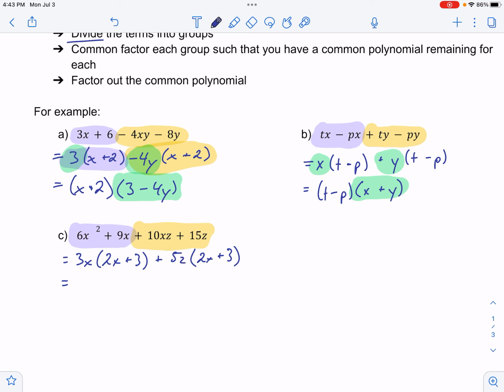I can factor this correctly now, as both of them have a 2x plus 3. So I'm going to pull out 2x plus 3. And what remains in my second bracket will be 3x plus 5z. Okay? Great way of tackling some more challenging ones.